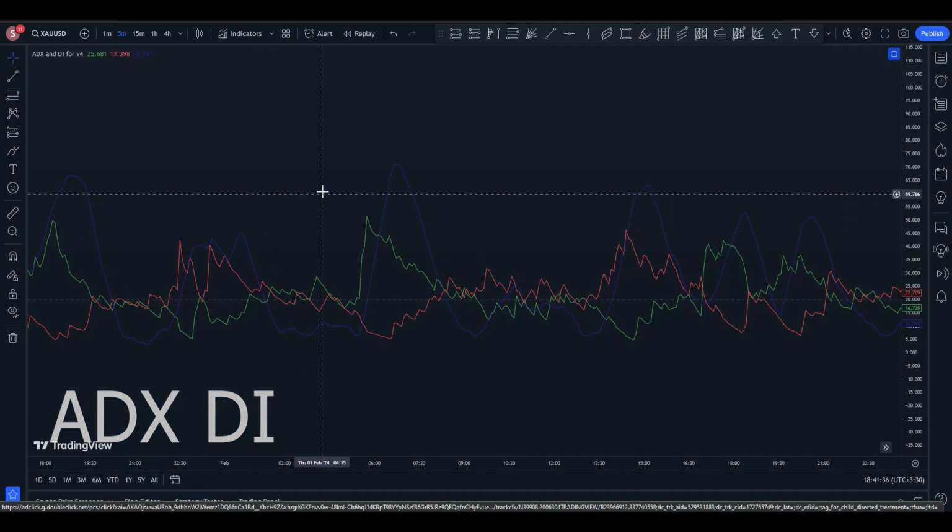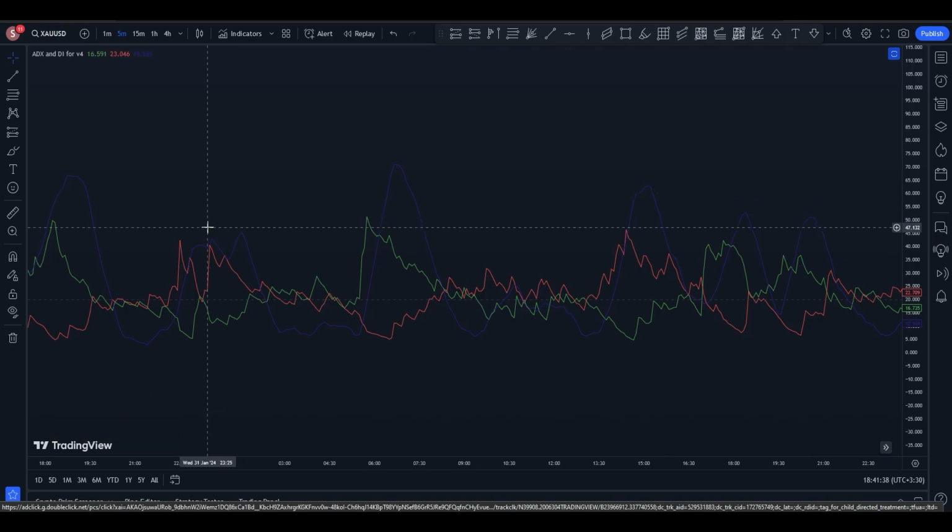The ADX indicator is a technical analysis tool that measures the strength and direction of a trend. It consists of three lines: ADX, plus DI and minus DI. Here is a brief explanation of each line. ADX.